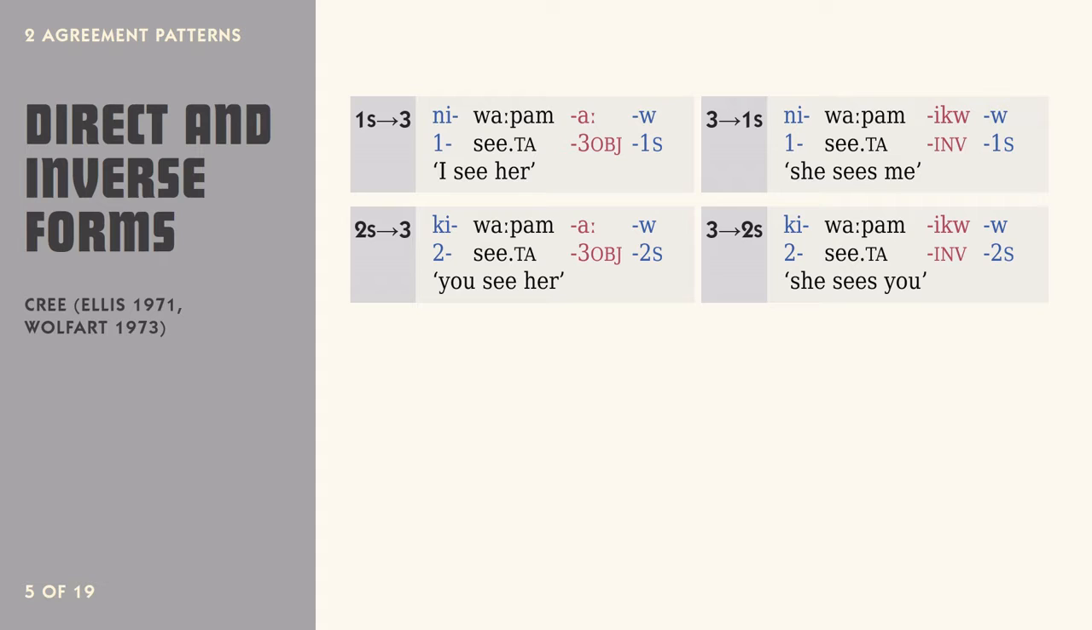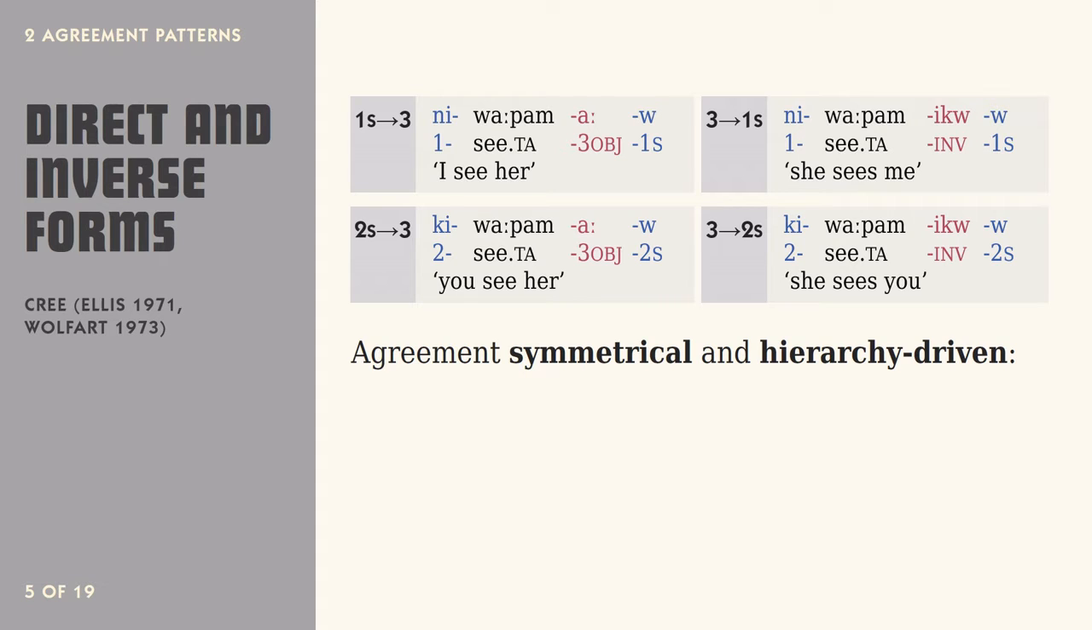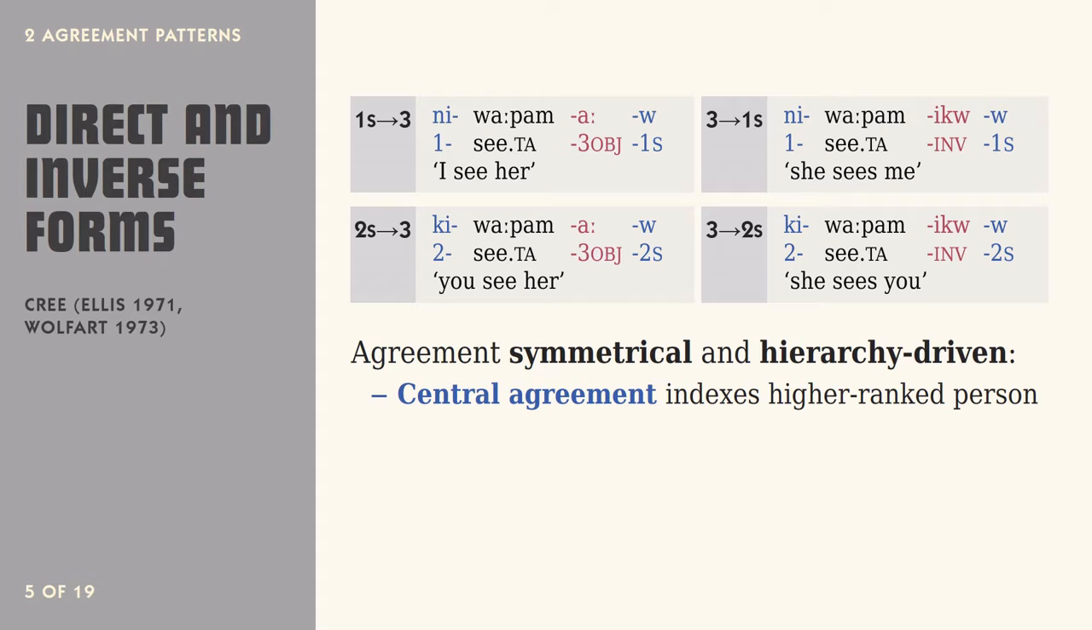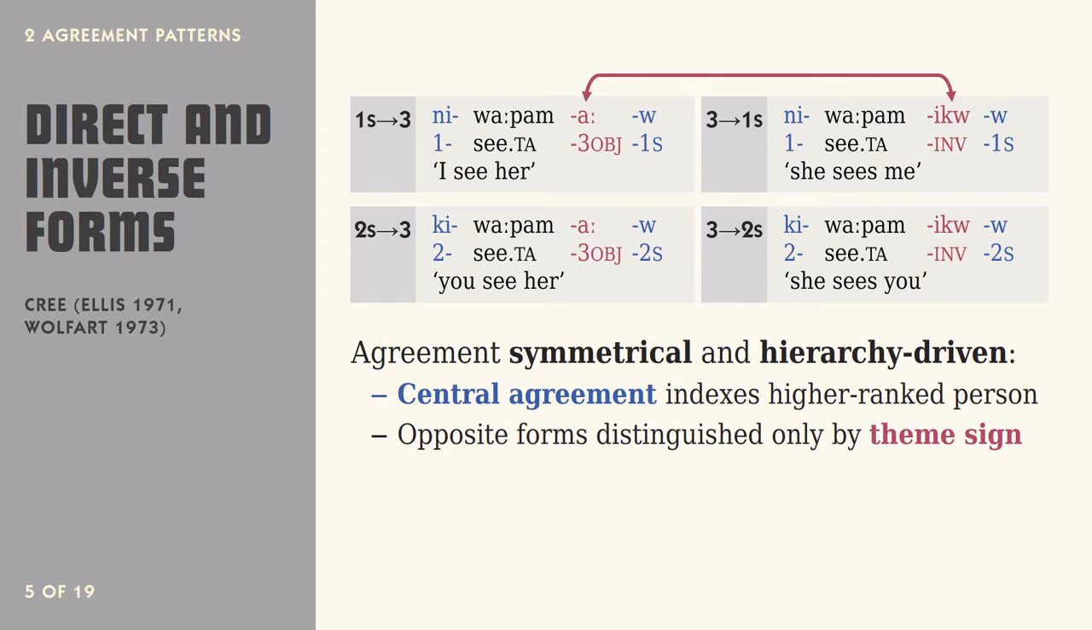The key observation, which is well known, is that the agreement inflection in these pairs of forms is symmetrical and is most elegantly described with reference to a person hierarchy. The central agreement indexes the higher-ranked person, whether it's the agent, as in I see and you see, or the patient, as in sees me and sees you. This gives us pairs of opposite forms that show the same central agreement, differing only in whether the theme sign is an inverse marker or a third-person object marker, also known as a direct marker.